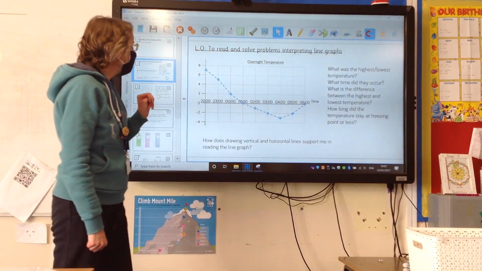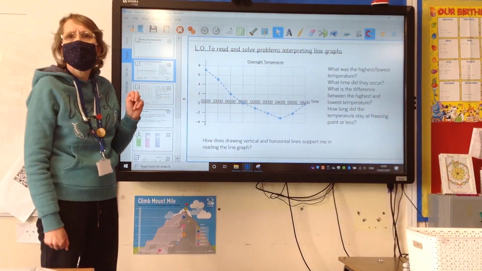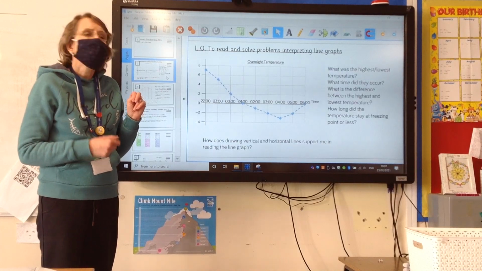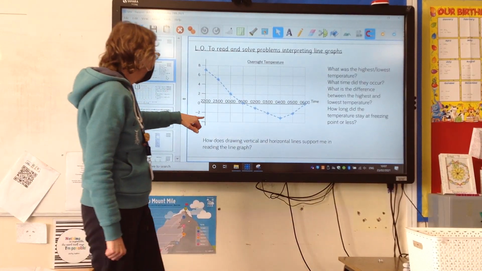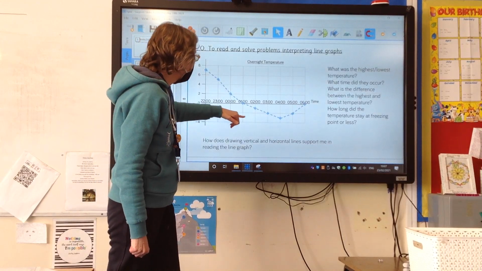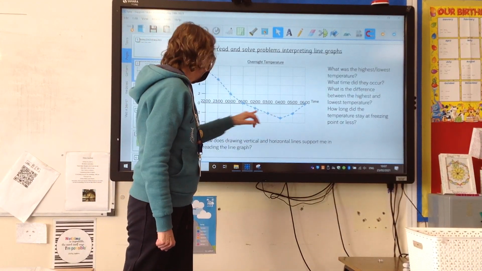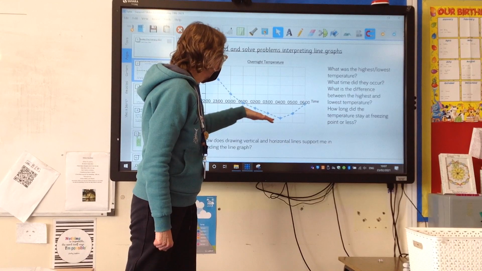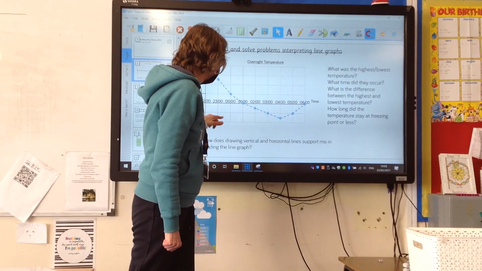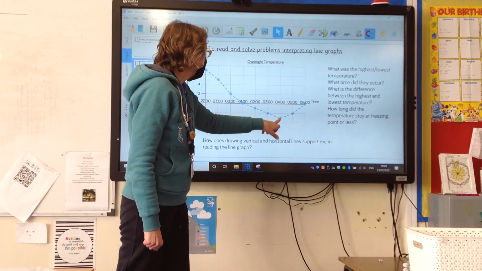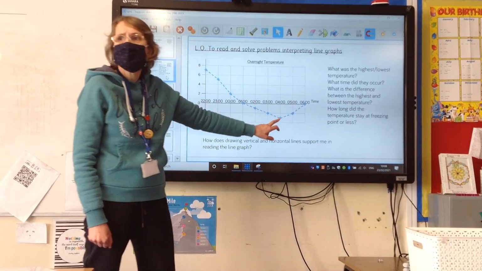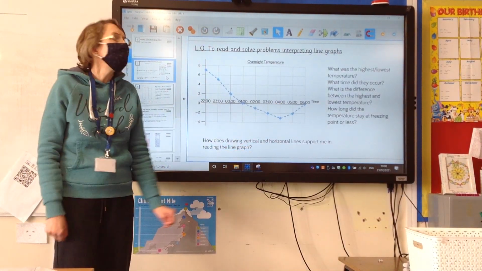Good. What was the lowest temperature? -3. Good. How did you know? Because it's halfway between the two. If you took a ruler and measured across with your ruler, I'm just doing it with my finger, but if you got a straight line across, it will be -3. What time was that temperature recorded for -3? 4 o'clock. 4 o'clock in the morning.